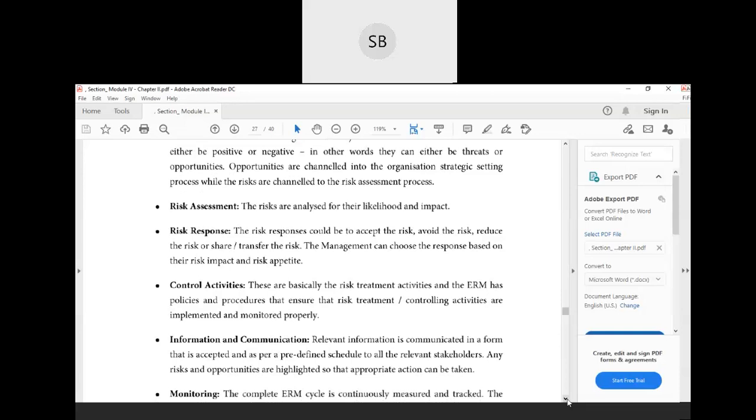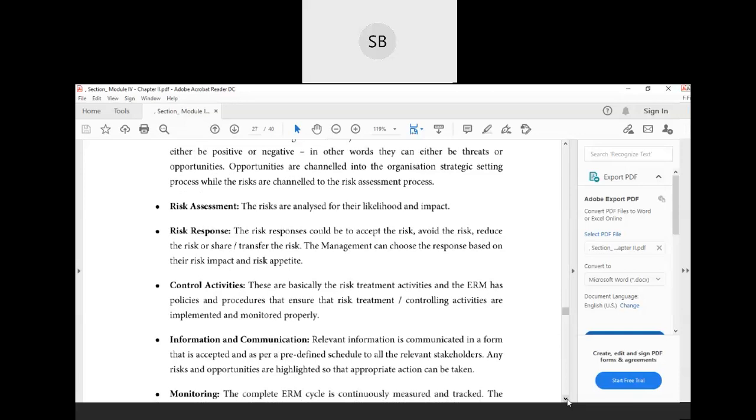Next is information and communications. All the relevant information. From the earlier classes only, we had decided that your stakeholders, that means the persons who have interest in the organization, should be well informed about what is happening in the organization. The stakeholders can be top management like the CEO, or members like the legal advisors, all the people who have interest in the organization. They must be well aware of what is happening in the organization from the very beginning.